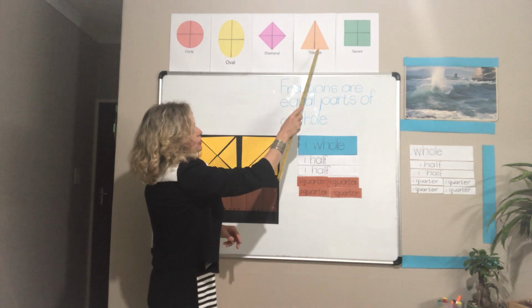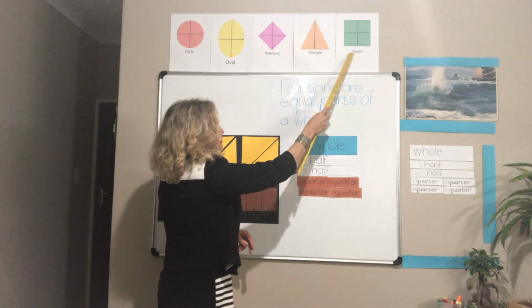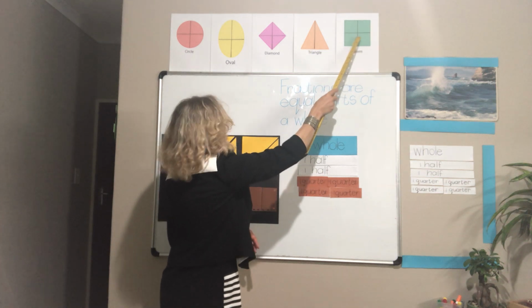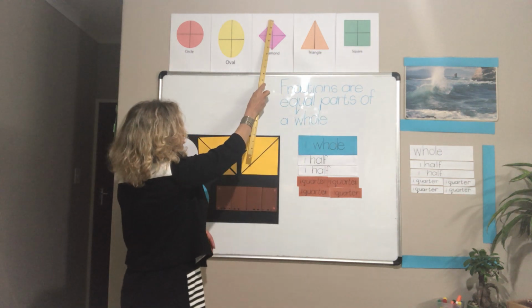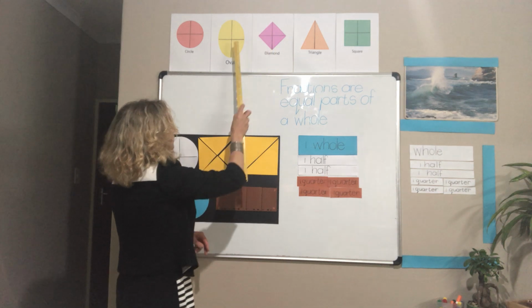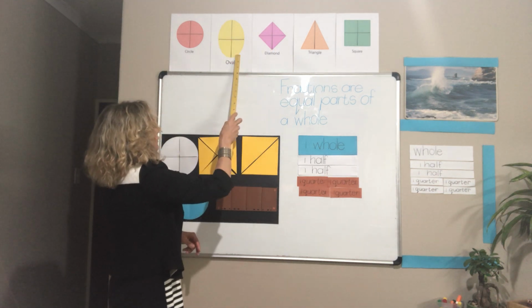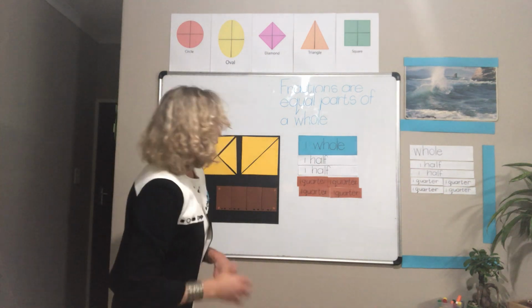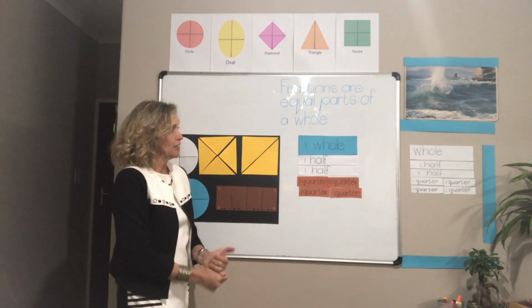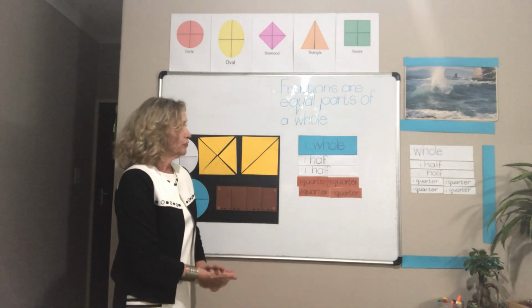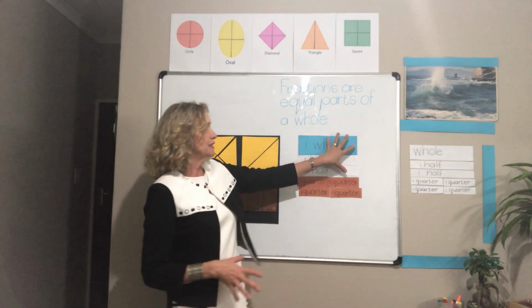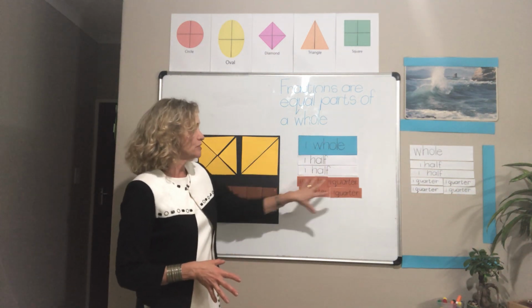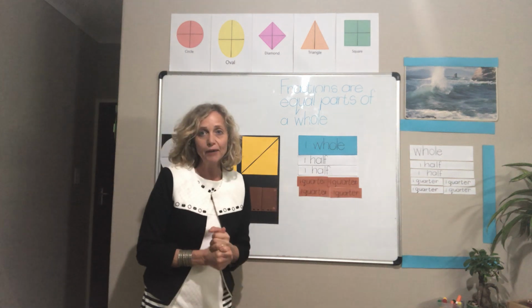This triangle is shared into halves. This square is shared into quarters. This one can be shared into halves and quarters, the diamond, so can the oval, and so can the circle. I also have a few more shapes here to show you how these halves and wholes and quarters fit together.